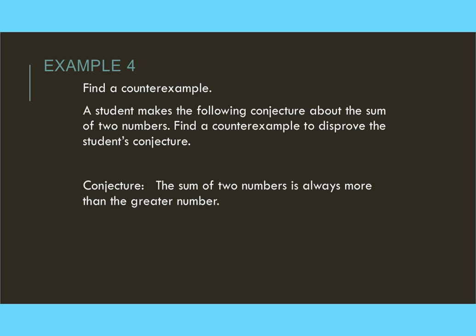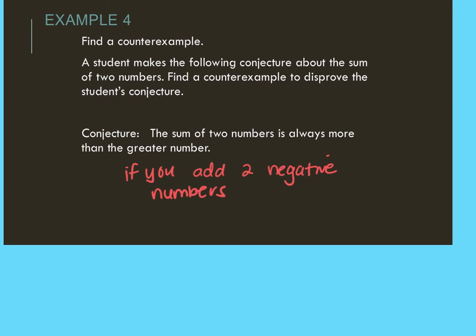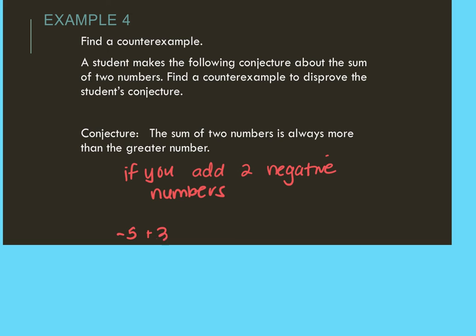All right, here, try these. So what makes this false? What's an example? If you add negative numbers, it'll be less than the original. Okay, if you add 2 negative numbers. Okay, anything else? It doesn't have to be 2 negative numbers, right? No, it could just be like 1. You could make it like -5 and +3, right? Okay.